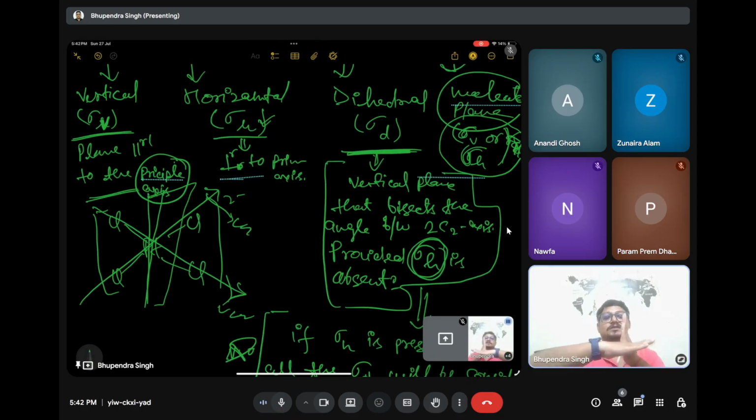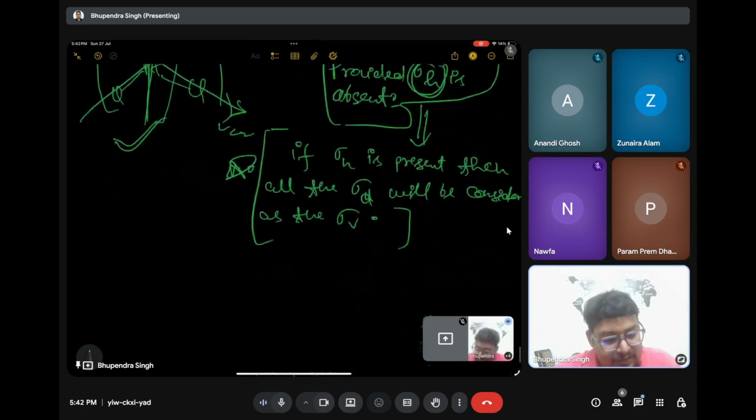I said that this is sigma V for PtCl4, but these are not the molecular plane. For this case, this is your molecular plane. Sigma H is your molecular plane.